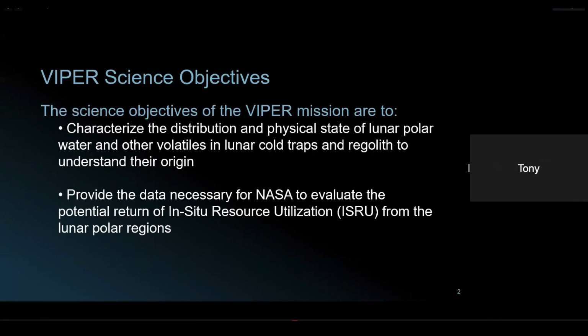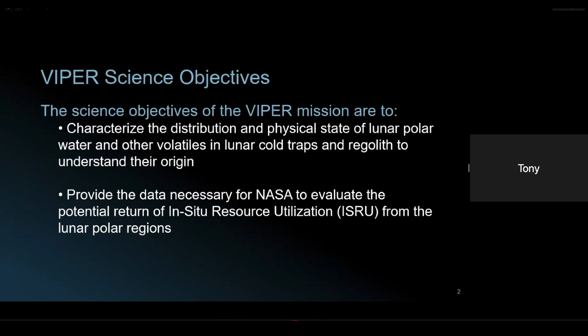VIPER really has two basic science objectives, and these are pulled directly from the mission science level 1 requirements document preamble. And it's really to do two things. One is to characterize the physical distribution and state of polar water and volatiles, to understand its distribution, the cold traps and regolith, but also to work towards understanding the origin of these volatiles.